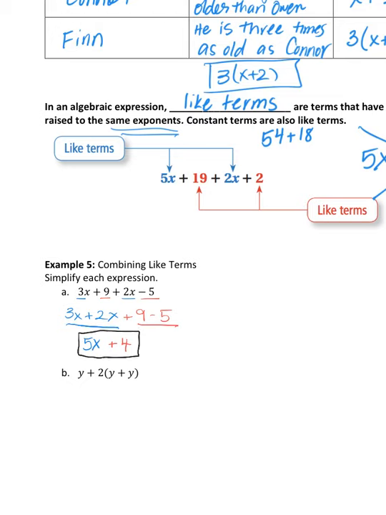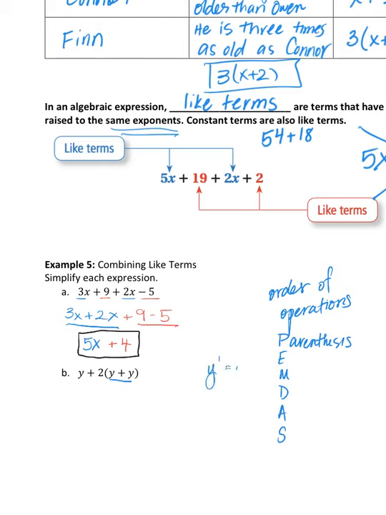All right, with example B here, what we're looking at is y plus 2, and then there's parentheses. So we have to reflect back to our order of operations. If you remember, PEMDAS. And the very first thing is parentheses, but this is parentheses. Is there anything inside that can be combined? Okay, so right away I see y plus y. Are those considered like terms? Well, they're the same variable and they're raised to the same exponent power. They're both just an exponent of 1, right? Because y to the first is the same thing as y.